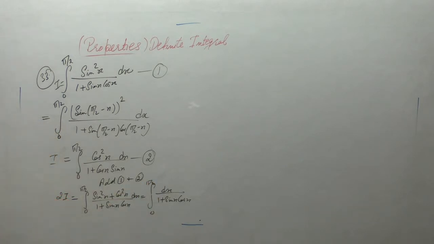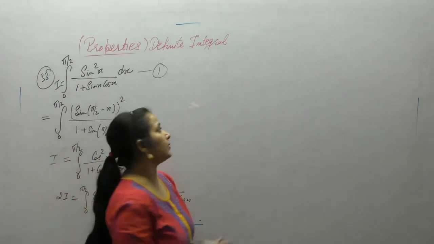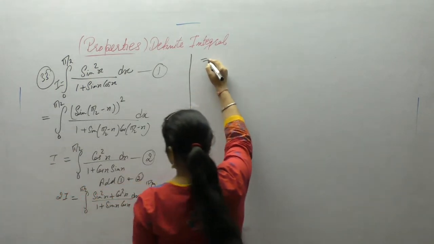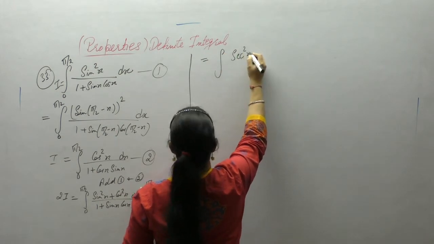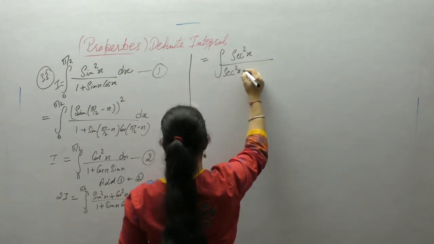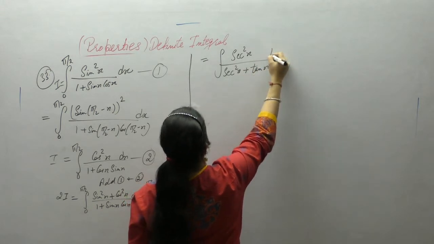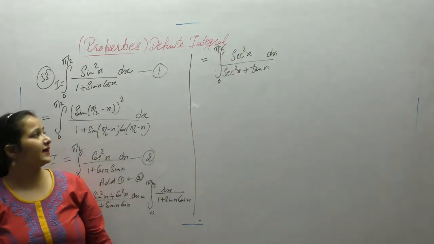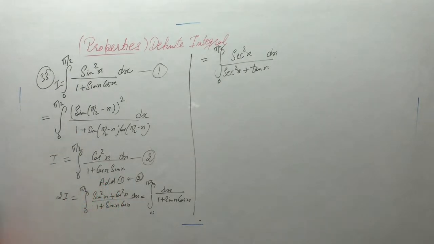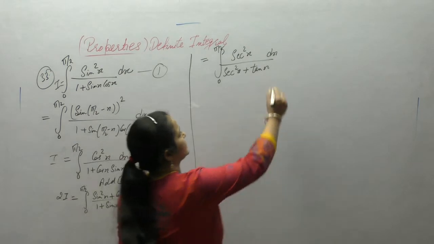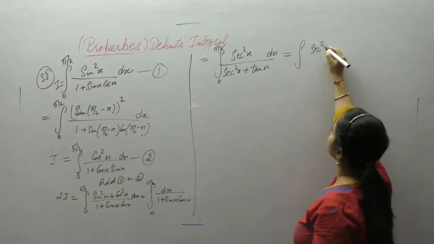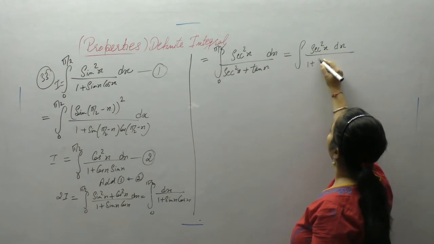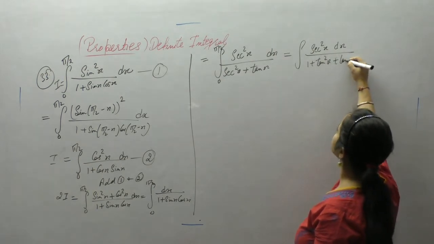Now, in the next step, divide the numerator and the denominator by cos square x. We get 1 upon cos square x, and sin upon cos is tan x. Now we know the derivative of tan x is sec square x. So in the denominator, instead of sec square x, we write it as 1 plus tan square x. Sec square x dx upon 1 plus tan square x plus tan x.